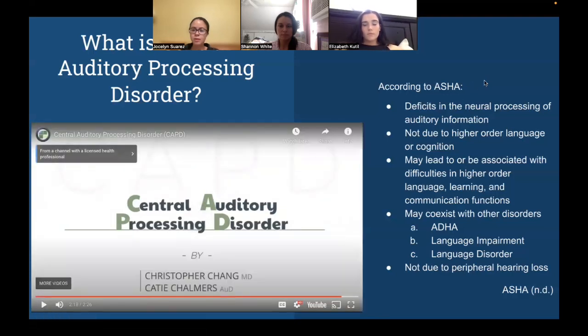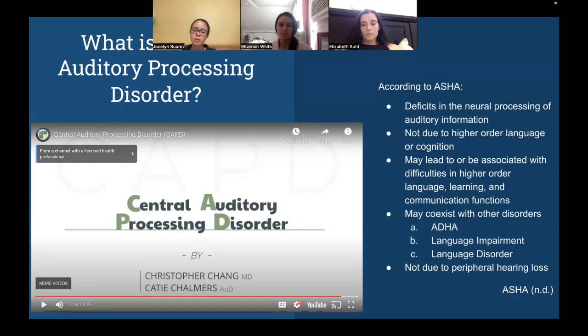So as the video said, CAPD is not due to peripheral hearing loss, so central or conductive hearing loss. It's due to some sort of deficit in the neural processing of auditory information to the brain, and it's not caused by higher order language or cognition deficits, but it can negatively impact language processing or cognition processing, but it's not caused by that. And there's a correlation that CAPD may coexist with other disorders such as ADHD, language impairment, or language disorder.